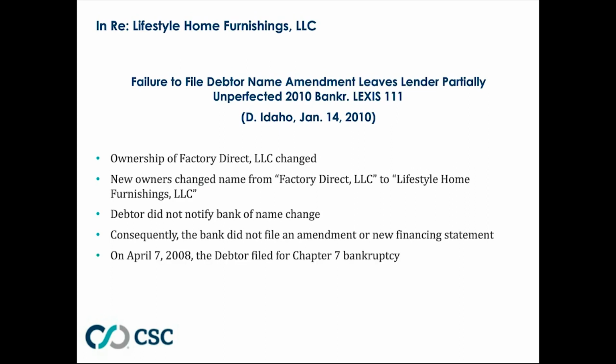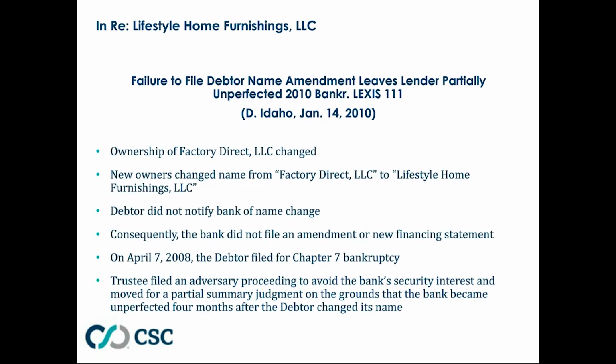Then on April 7th, 2008, the debtor filed for Chapter 7 bankruptcy. The trustee filed an adversary proceeding to avoid the bank's security interest and moved for a partial summary judgment on the grounds the bank became unperfected 4 months after the debtor changed its name. The point of this example is why you should always be monitoring your UCC filings. It doesn't end when you file the UCC. And also, you should not be on the hook for somebody else's mistake. You should be actively checking activity, whether it's bankruptcy, if your debtor is going to file for bankruptcy, if they change name, or if they're stacking debt aside from any loan that you might have issued them.